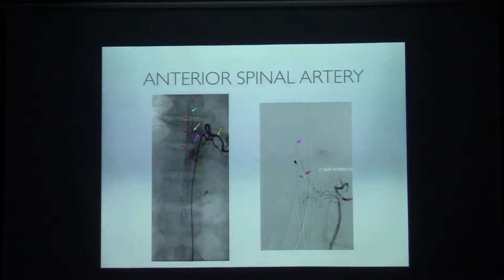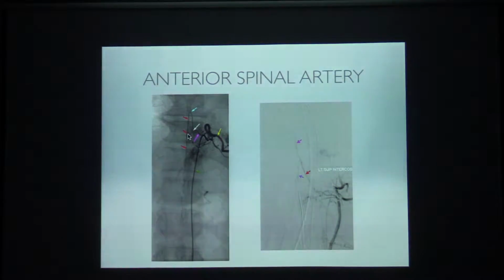So just a few examples from angiograms. You see the catheter is here. This is the supreme intercostal in this case, and then you see the radicular medullary arteries. Sometimes we see the area where it penetrates the dura, it goes towards the spine, and then you see it going up and down. Here you see another example. This is the intercostal artery, and you see the area where it penetrates the dura, and you see it's coming down as the anterior spinal artery.